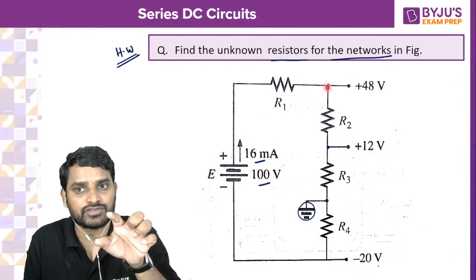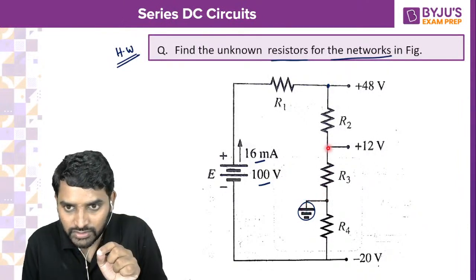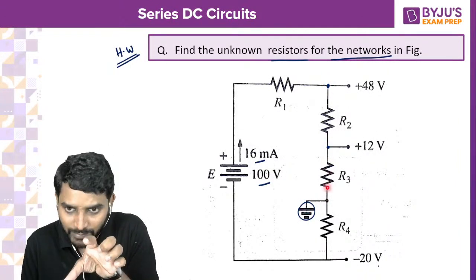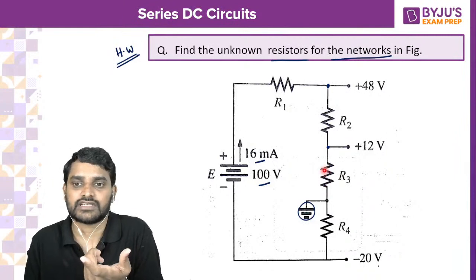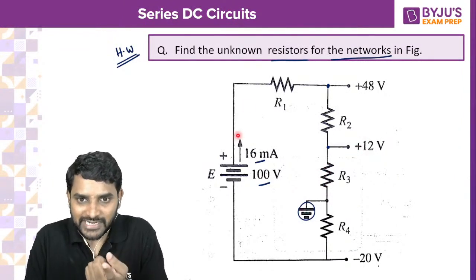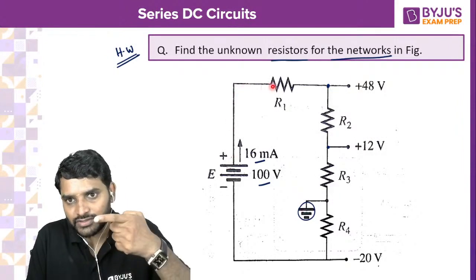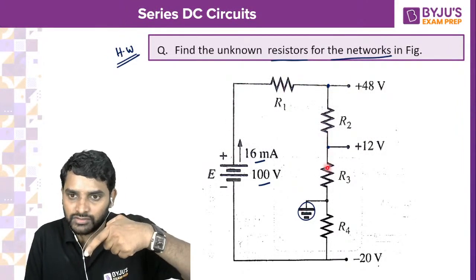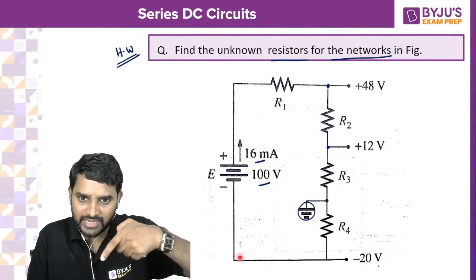So from the ground point to this point, it is 48 volts drop. From the ground to this point, it is 12. So this is a voltage drop. You know 16 milliamperes. So 16 milliampere is flowing through R1, flowing through R2, flowing through R3 and R4 and coming back like this.